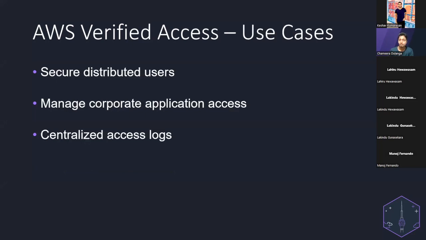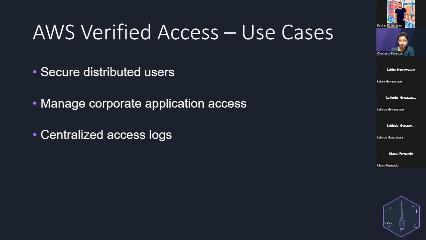And the most common use cases of these services will be security in distributed users, managing corporate application access, and the centralized access logs. So these two services are the two most interesting announcements we had related to the networking side in last year's AWS re:Invent. And so I will not go into deep demonstrations with the time constraints, and there is some detailed documentation on the AWS site you can follow.